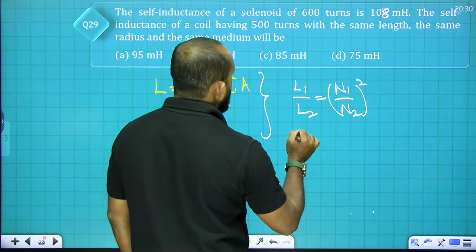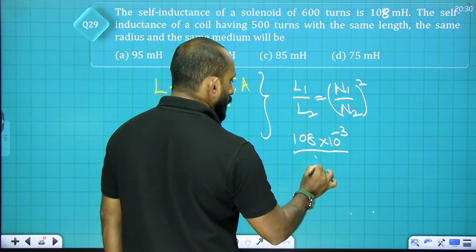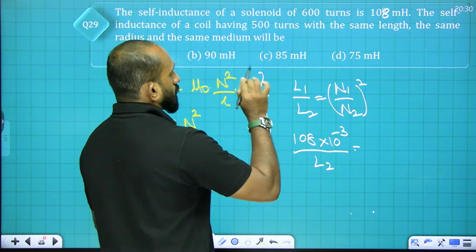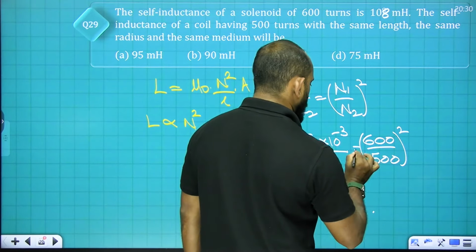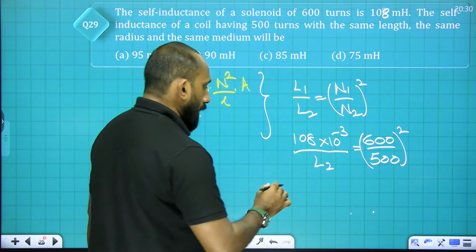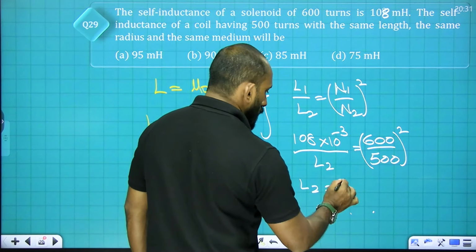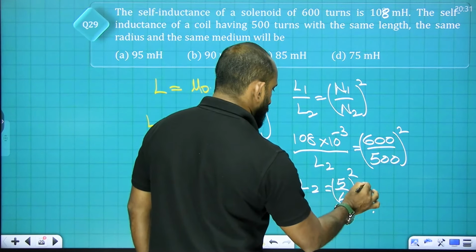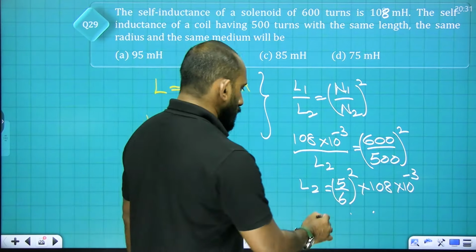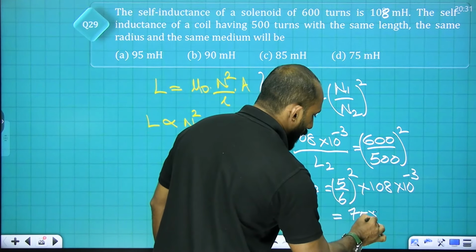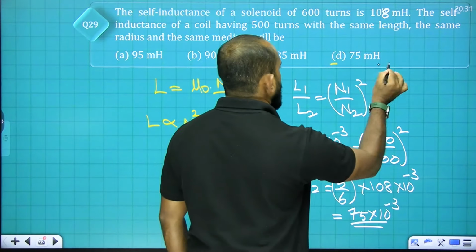So if you do it, L1 is given here as 108 millihenry, so 108 × 10^-3. L2 we have to find out, equal to N1 is given as 600, N2 is given as 500, the whole square. So if you cut short, two zeros cancel, 6 by 5 square. So L2 will be (5/6) the whole square times 108 × 10^-3. If you solve this, it will become almost 75 × 10^-3. So the answer here is 75 millihenry.